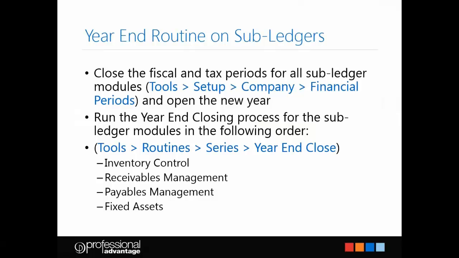And there isn't a particular sequence that you must follow when we do all the subledger year-end closure, but there is a recommended sequence of closing the subledgers. If you do use inventory, you close the inventory module first, then the receivables module, then payables. The last thing you have to do before the year end is the fixed asset year-end close.